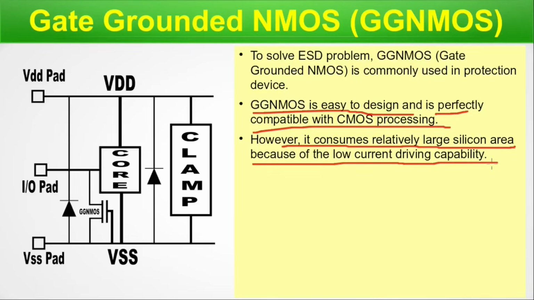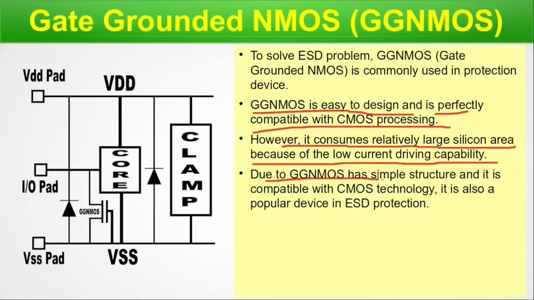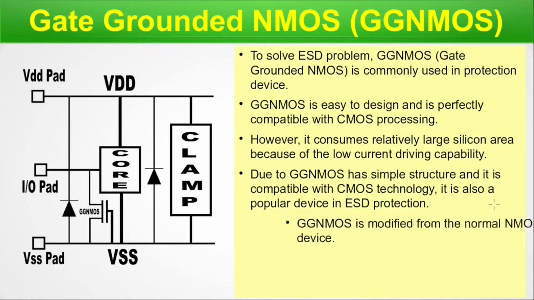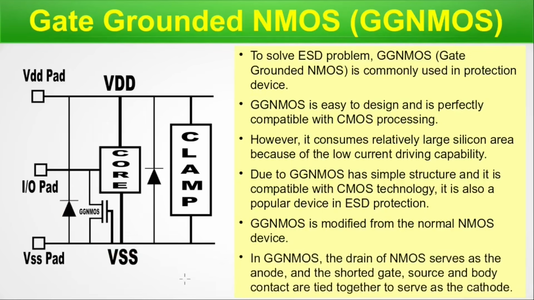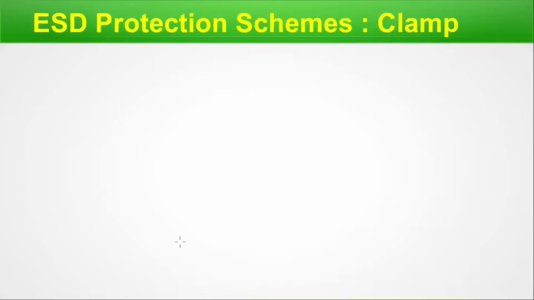Although it is a snapback device, due to GGNMOS has simple structure and it is compatible with the CMOS technology, it is also a popular device for ESD protection. GGNMOS is a modified form of the normal NMOS device, as we can see here from the schematic. In GGNMOS, the drain of the NMOS serves as the anode and the shorted gate, source and the body contact are tied together to serve as a cathode. This is the structure you can see from the schematics, and this is very simple to understand. We are done here. Let's move on to the next slide.